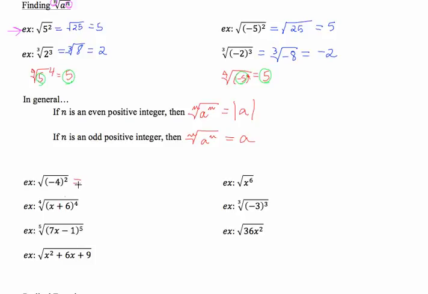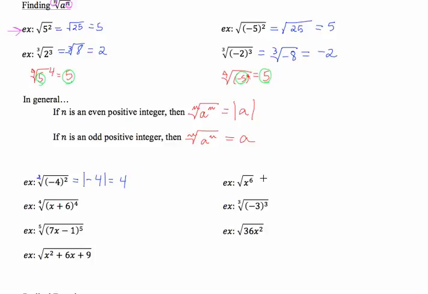Here we have the square root of negative 4 squared. Well, because we're taking square roots of something squared, we happen to have the same index as we do power. This is going to be the absolute value of negative 4 using the shortcut rule, which is 4. Or you could have just squared negative 4 and got 16, then taken the square root of 16 and gotten 4. Either way, you'd get the same thing.